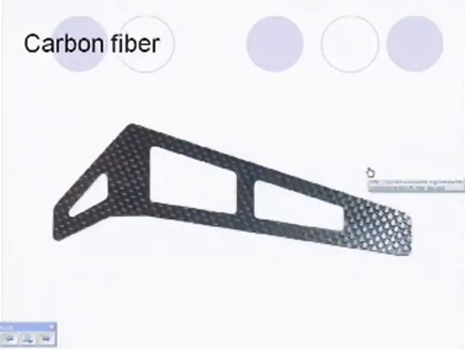Carbon fiber is similar to fiberglass. It's just stronger, has better tensile strength. It's known for its lightweight characteristics and its high strength to weight ratio. It's also a very rigid material and is used in all kinds of industry today.